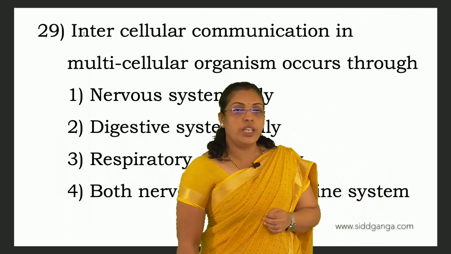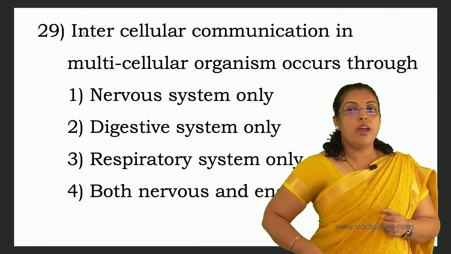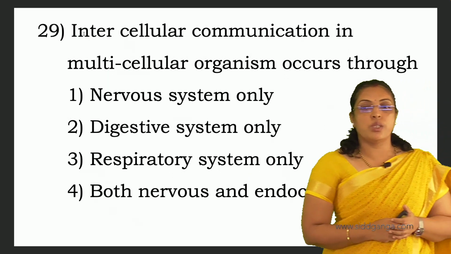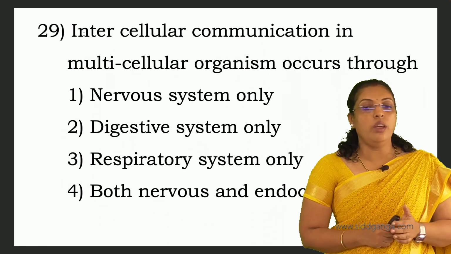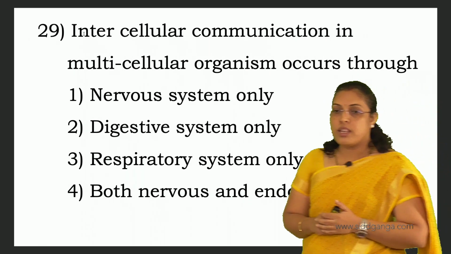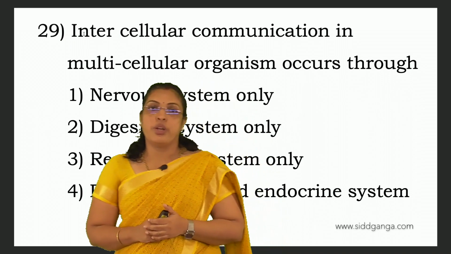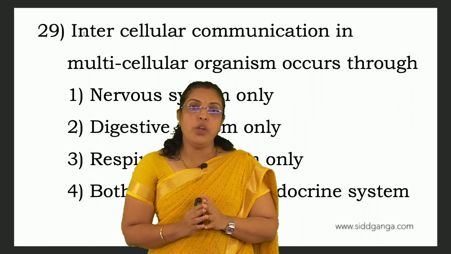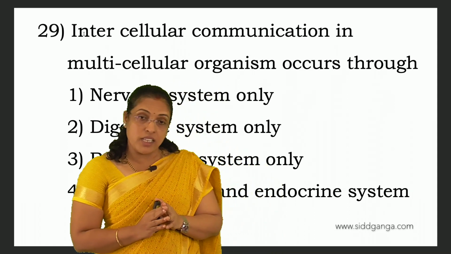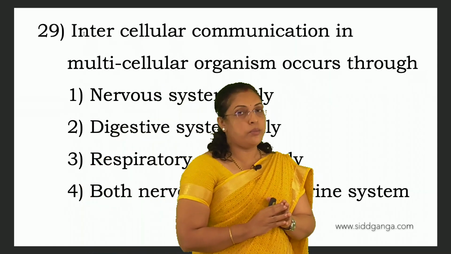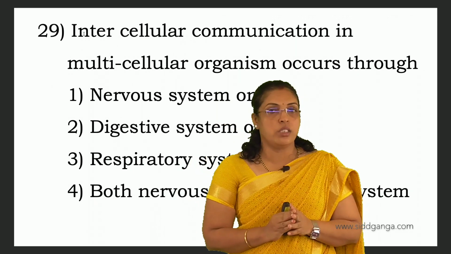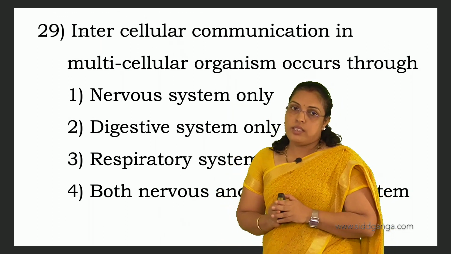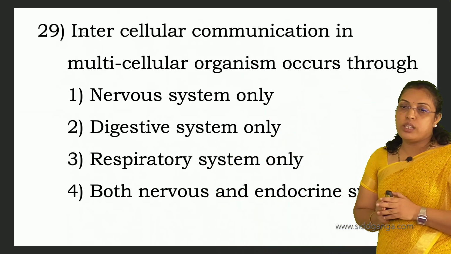Intercellular communication in a multicellular organism occurs through the nervous system only, digestive system only, respiratory system only, or both nervous and endocrine system. Intercellular means between the cells. Communication between the cells occurs in a multicellular organism mainly through both systems, that is through the nervous system and also through the endocrine system. For 29, fourth is the option.